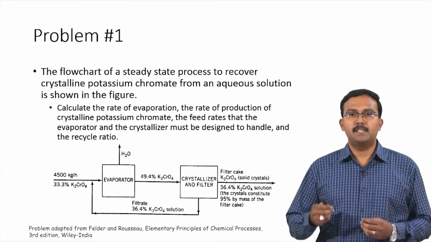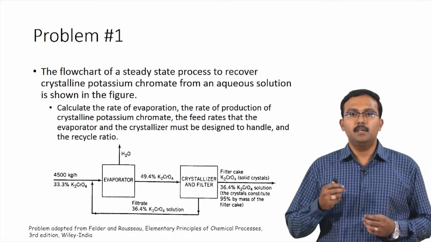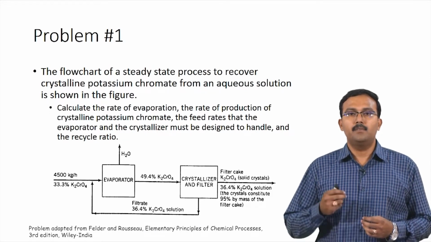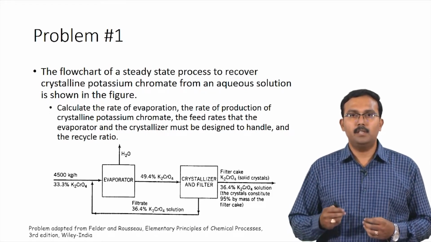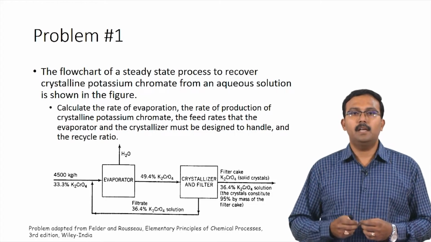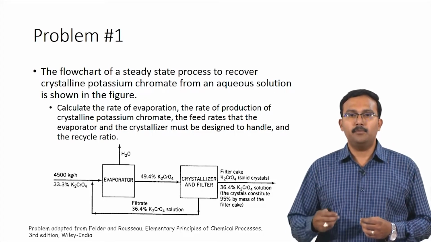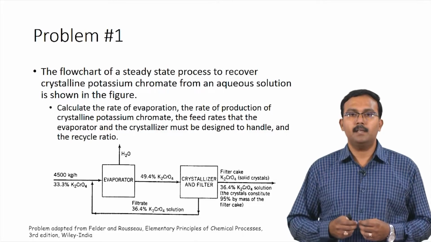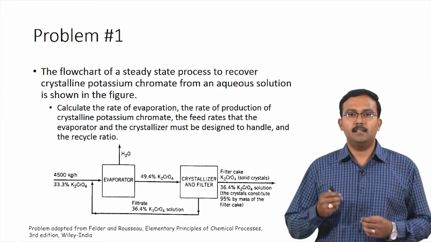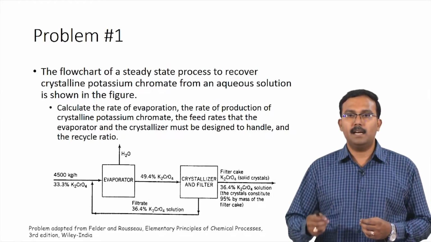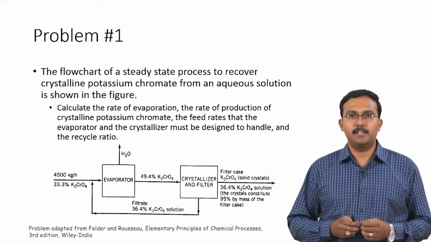The flow chart of a steady state process to recover crystalline potassium chromate from an aqueous solution is shown in the figure. You are asked to calculate the rate of evaporation, the rate of production of crystalline potassium chromate, the feed rate that the evaporator and the crystallizer must be designed to handle, and the recycle ratio.